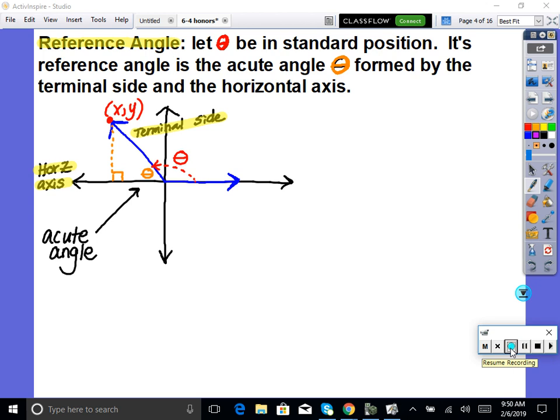One thing to know about a reference angle is that we always write it as an acute angle, since it's in a right triangle every time. And every time it's going to be positive. We're going to write it as a positive angle. Okay, so watch how easy it is to use this idea to begin with.